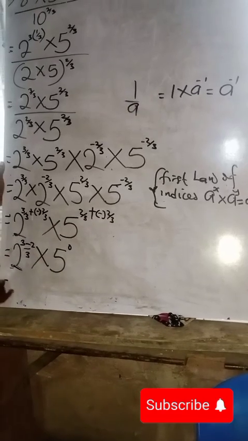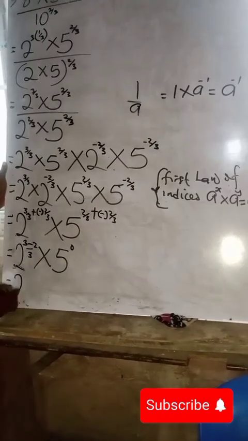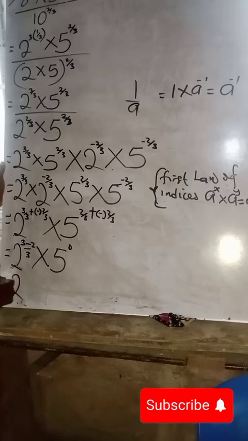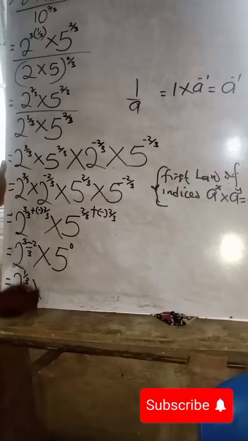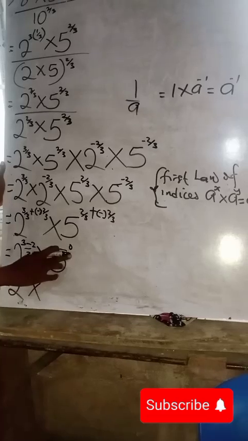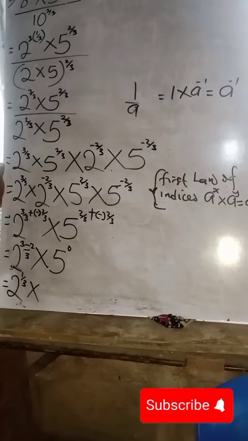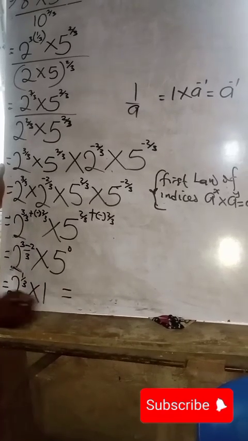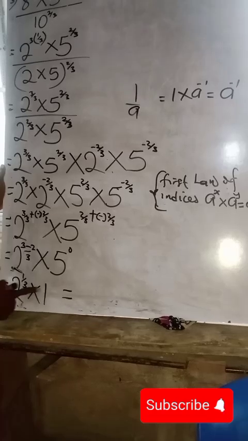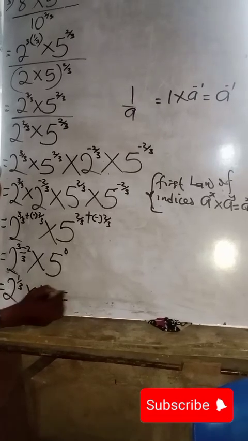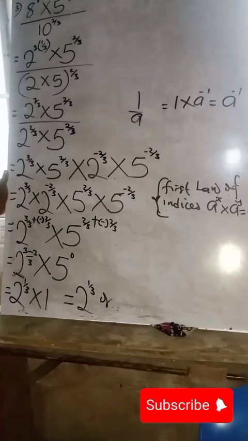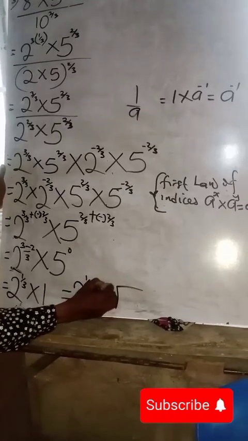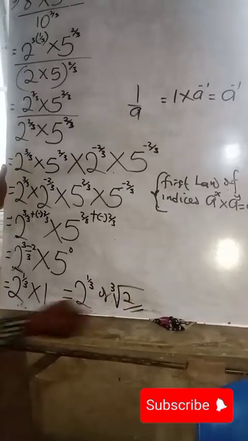So at the end of the day, we have 3 minus 2 over 3, which gives 1 over 3, times anything to the power of 0 is 1, according to the law of indices. So automatically our final answer is going to be 2 raised to the power of 1 over 3 times 1, which is the same as 2 raised to the power of 1 over 3, or the cube root of 2. So this is the answer.